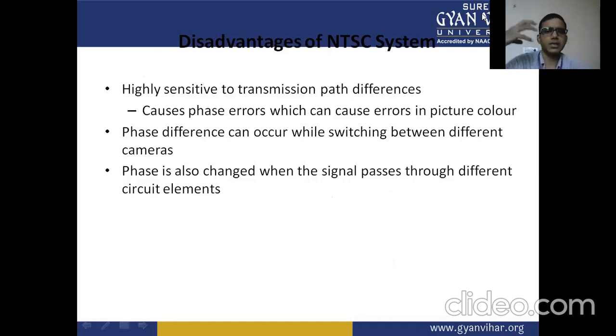Now we have some disadvantages of the NTSC system. So this system has some drawbacks. We'll discuss the drawbacks of the NTSC system. It is highly sensitive to transmission path differences, which cause phase errors, which cause errors in the picture colors. Phase difference can occur while switching between different cameras. Phase is also changed when the signal passes through different circuit elements.